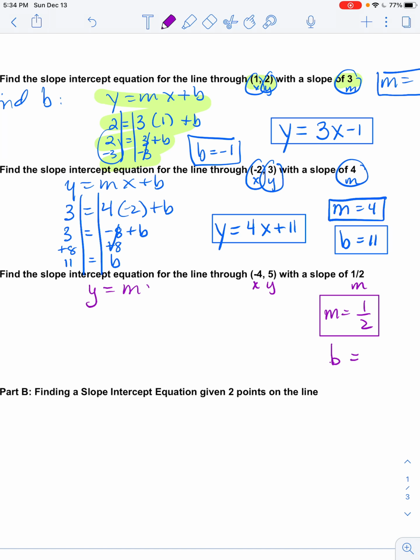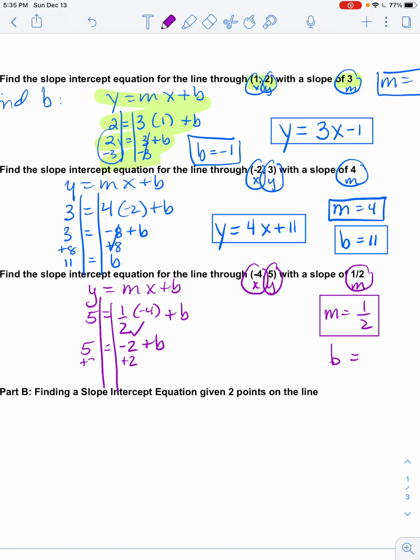I use my y equals mx plus b formation. For the y, I put in a 5. For the m, I put in a 1/2. And for the x, I put in a negative 4. Now you have a calculator, so use it. Don't freak out. You're going to multiply these two, and a 1/2 times negative 4 is going to give you negative 2. To get the b alone, I need to move the negative 2, so I add 2 to both sides, and b equals 7. So if m equals 1/2 and b equals 7, then my equation is y equals m x, and then my b value.